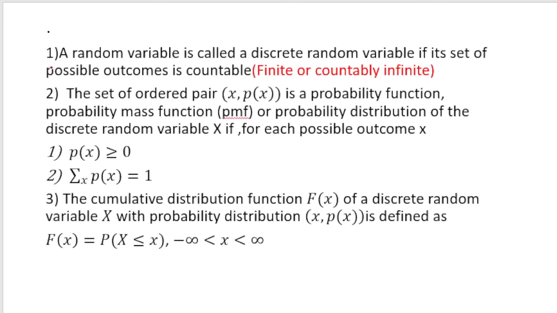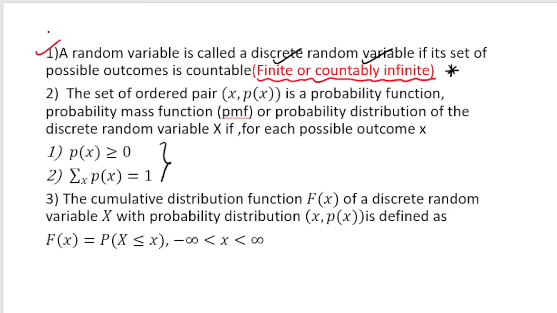So let's start. First point is, a random variable is called a discrete random variable if its set of possible outcome is finite or countably infinite. So this question is asked in MCQ that a discrete random variable can take what kind of value. So it can take either finite value or countably infinite value. So this should be kept in mind.